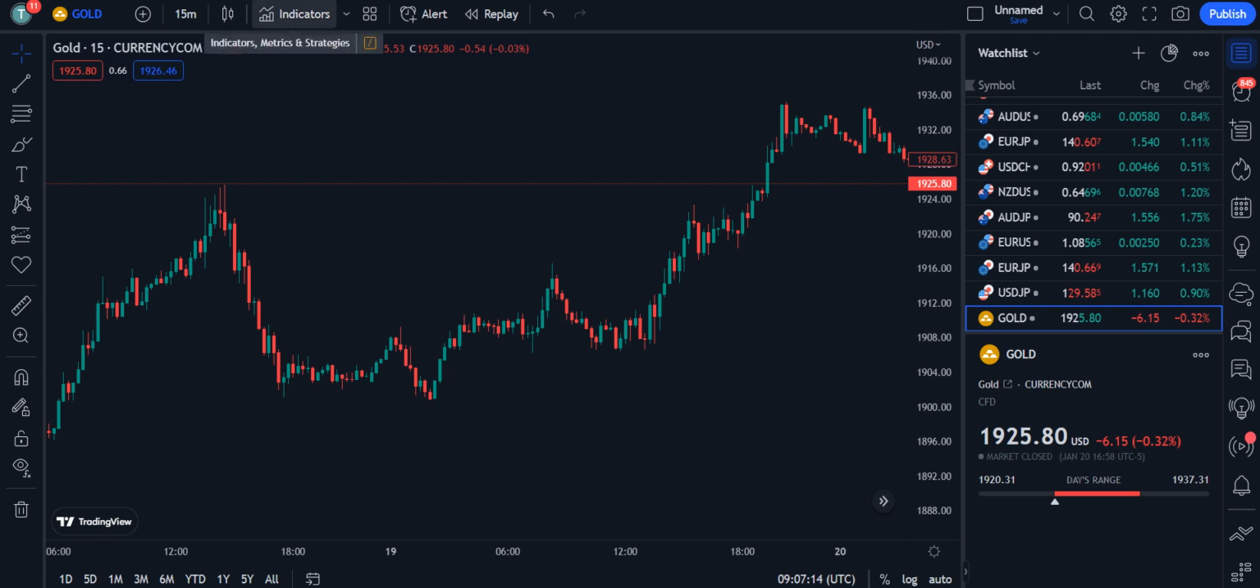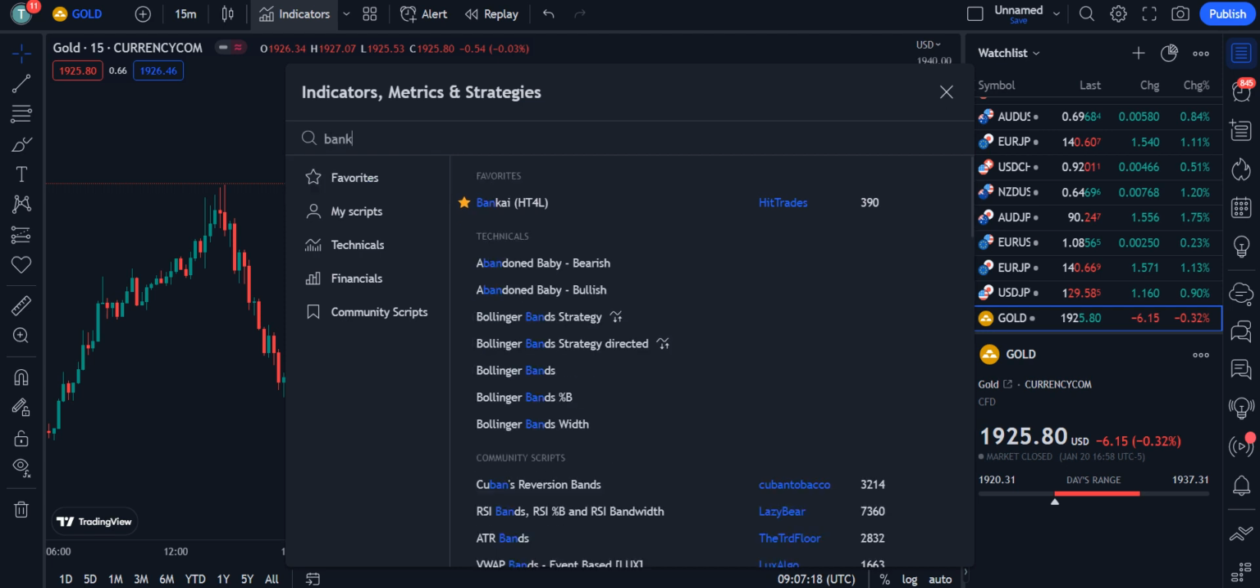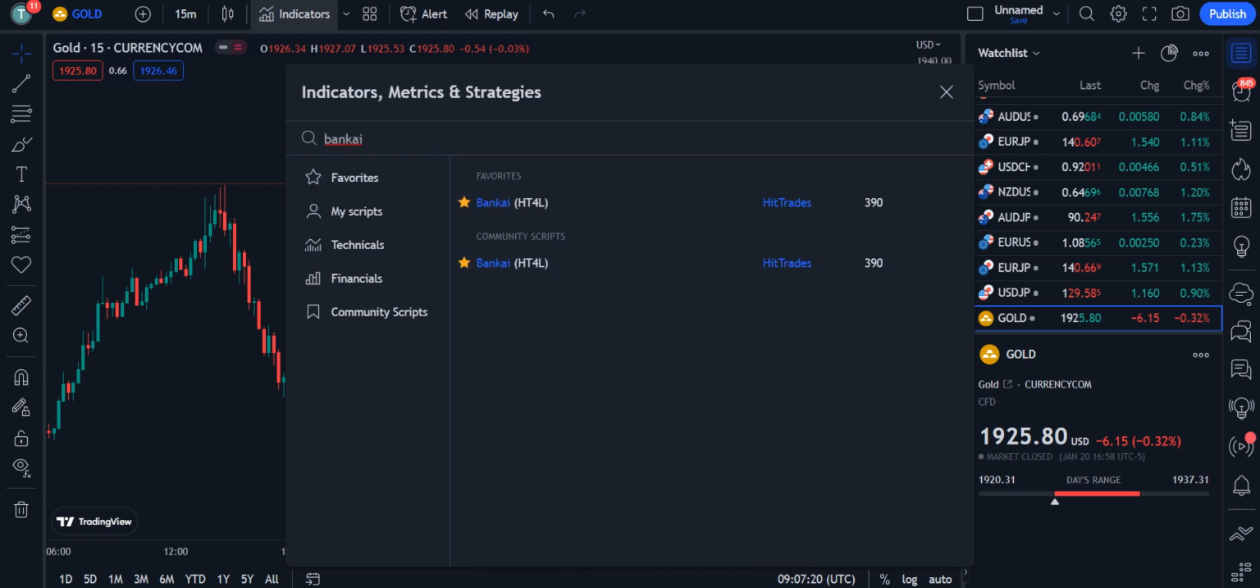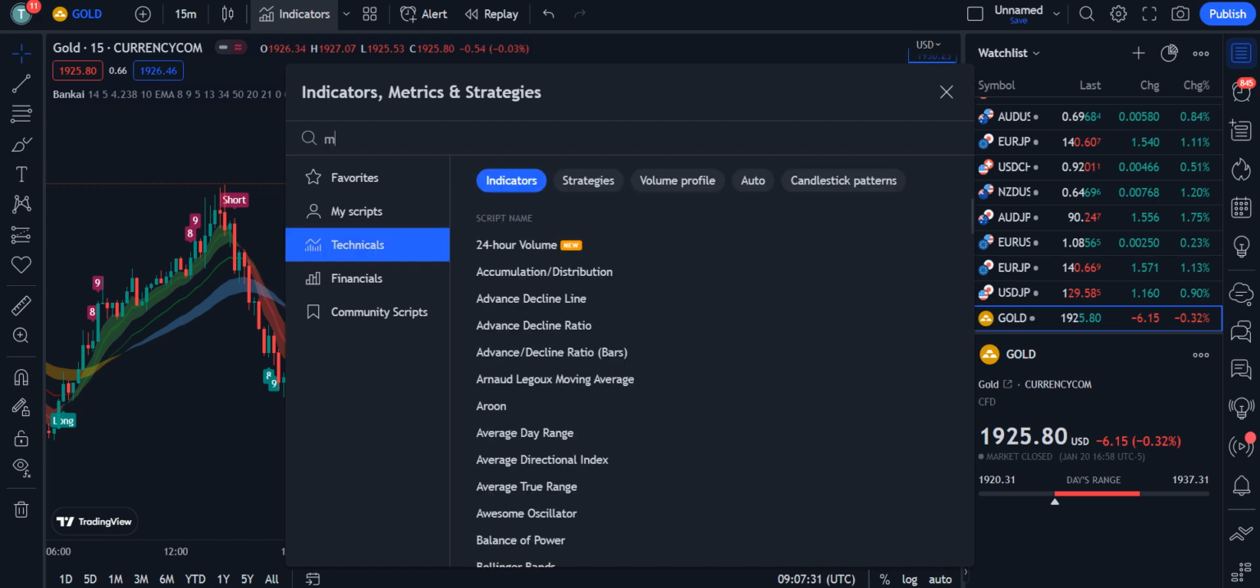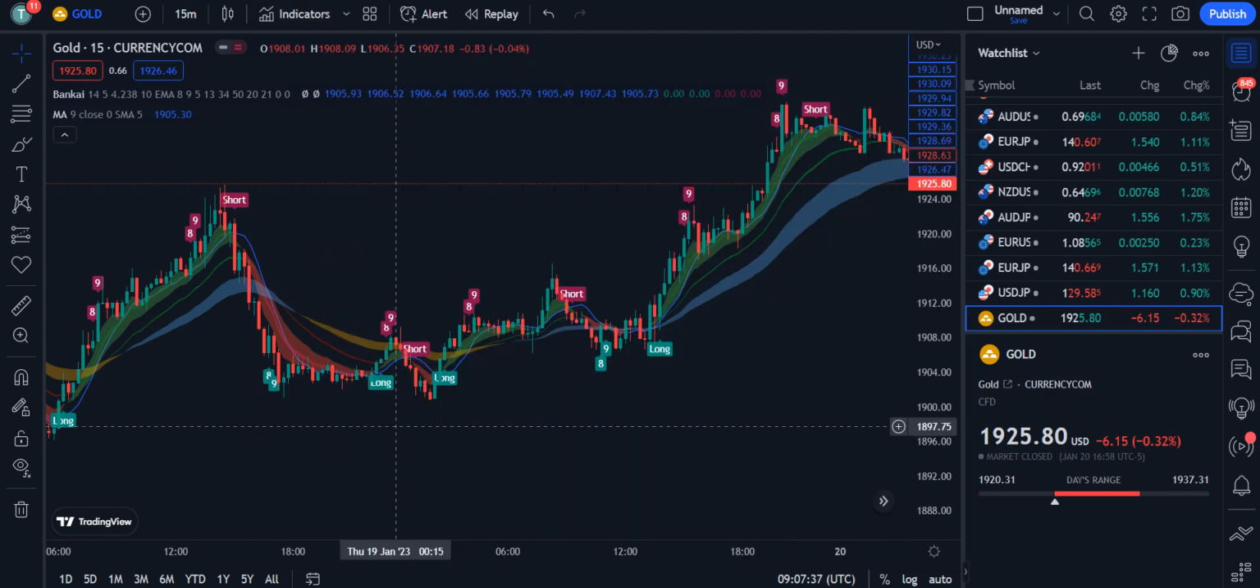Here we are going to use two indicators. The first indicator that we are using here is Benkai, by Hit Trades. 390 traders are using this indicator, and you have to click on it. It will be applied on your chart. The second indicator that we are going to use here is moving average. Simply you have to click on it. It will be applied on your chart. Close from here and you have to come here.